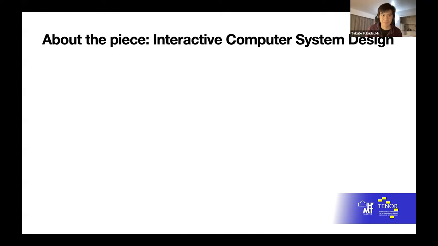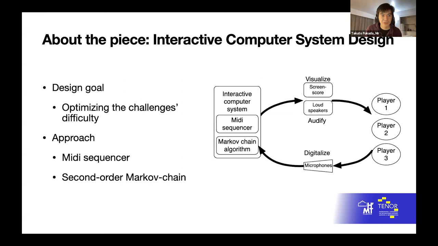The interactive computer system is effective when optimizing the challenge's difficulty to a level commensurate with the performance skills. To achieve this, the computer system consists of two components, a MIDI sequencer and a second order Markov chain algorithm. The MIDI sequencer solves the initial seed challenges, and the algorithm monitors the performer's ability and adjusts the difficulty level of subsequent challenges in real time.